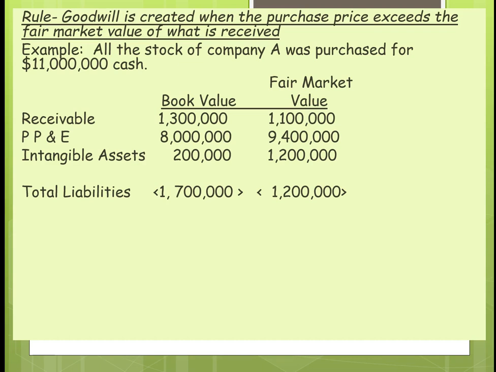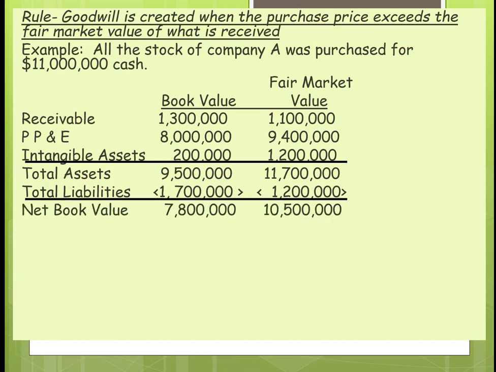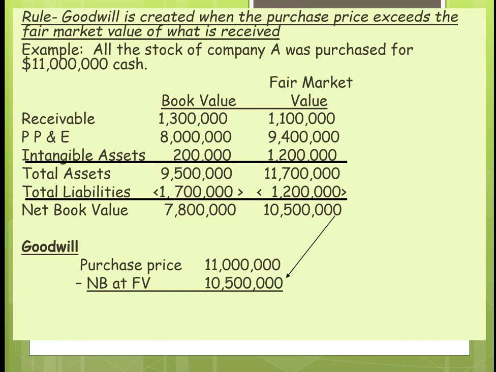So here's our example. We paid $11 million cash for a company, and these are the book values, and these are the fair market values. The first thing we need to do is look at the net book value. So of course, what's the net book value? We're going to take our total assets, subtract our liabilities, and we have a net book value. Now, in order for us to identify goodwill, we're going to compare what we paid for it minus the fair market value of what we received.